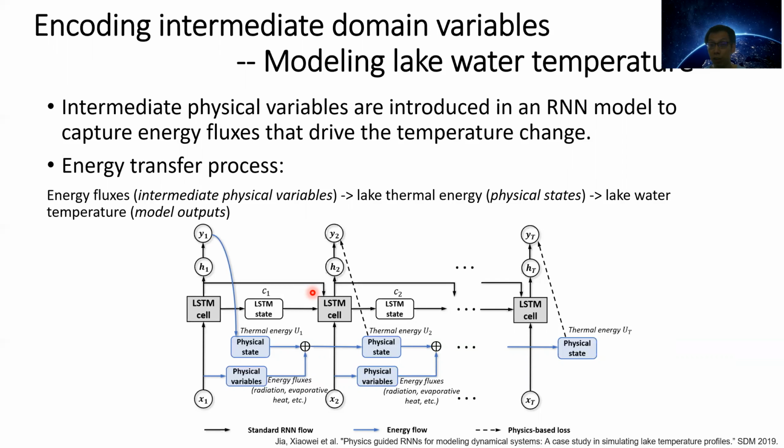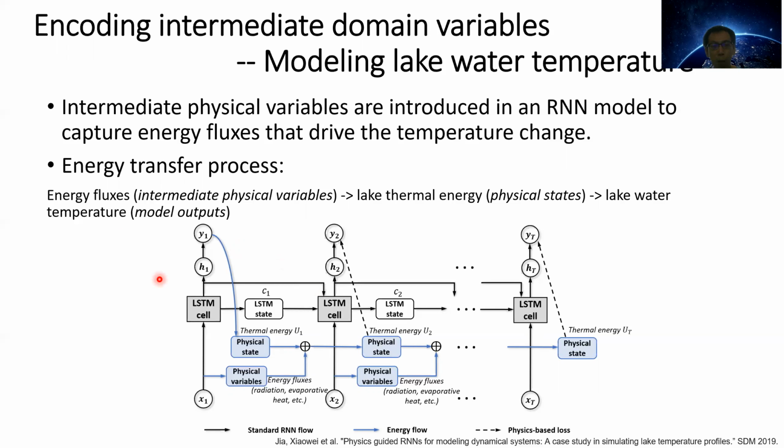So what we propose here is that we can enforce the learning of some domain variables in the middle layer, so that we can force these machine learning models to learn patterns or representations that are consistent with our known domain knowledge, so that the model can become more generalizable. Here we use the same example of modeling lake water temperature. Remember, in this example we are trying to maintain a lake energy budget, which is the lake thermal energy. And this lake thermal energy is affected by the difference between incoming and outgoing energy fluxes. So if we have more incoming energy than outgoing energy, then this lake energy budget should increase.